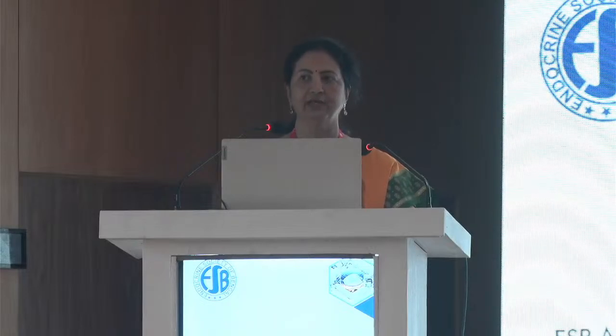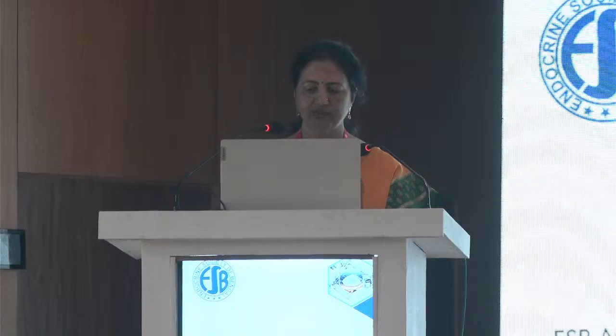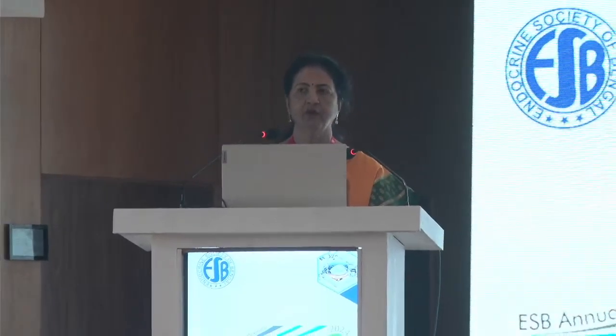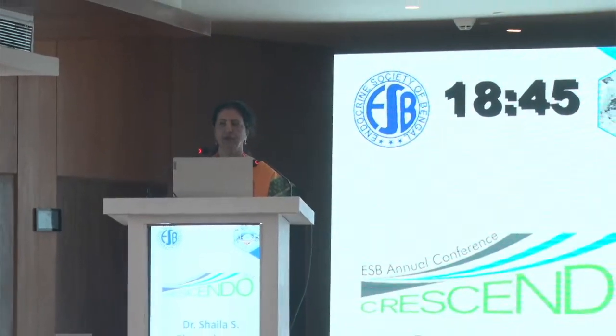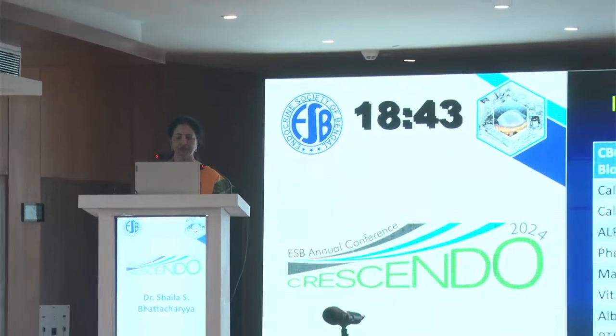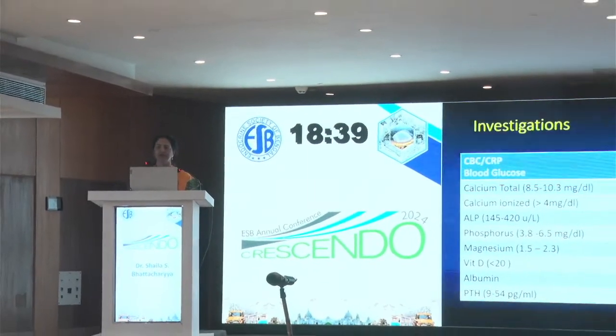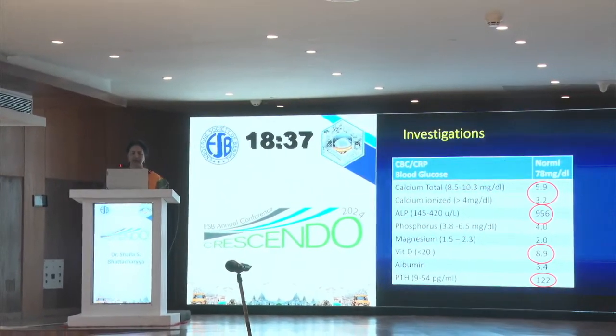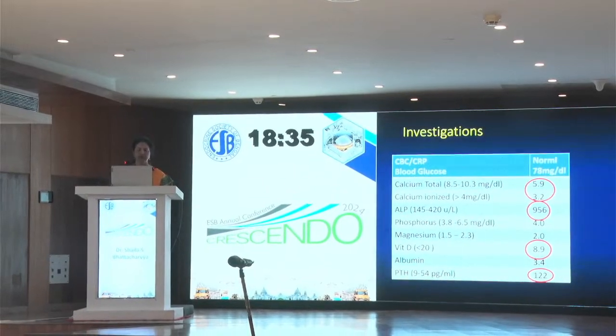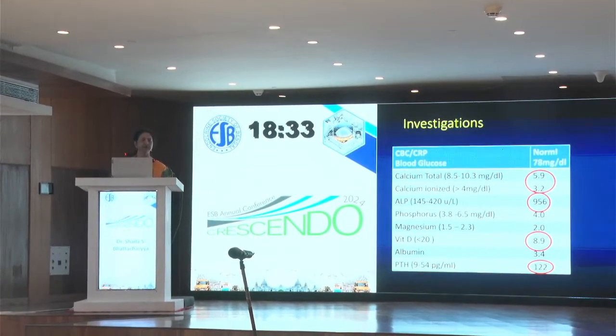The blood sugar, any child who comes with a seizure, first thing you have to do is rule out hypoglycemia, and this child had a normal blood sugar of 78. And you can see this child had hypocalcemia, both the total and ionized calcium, high ALP, phosphorus normal, magnesium was normal, vitamin D was low, 8.9, albumin was normal, PTH was high. Anybody wants to tell the diagnosis?